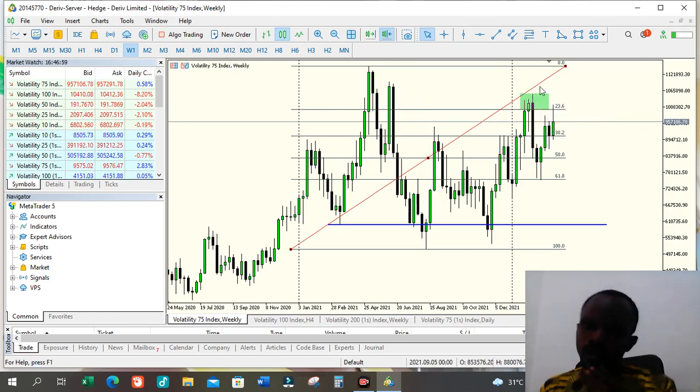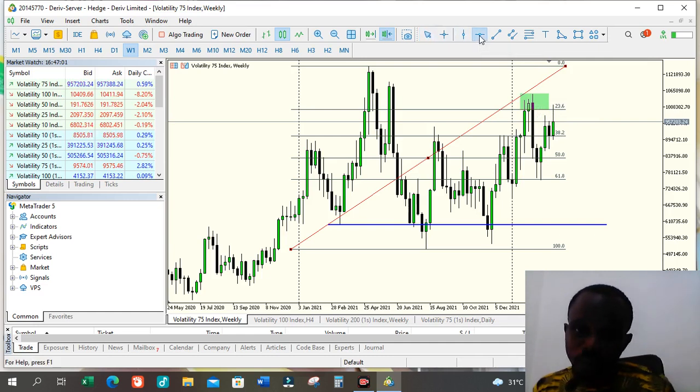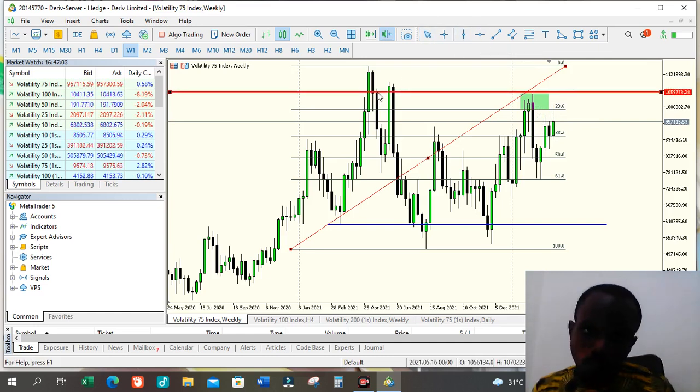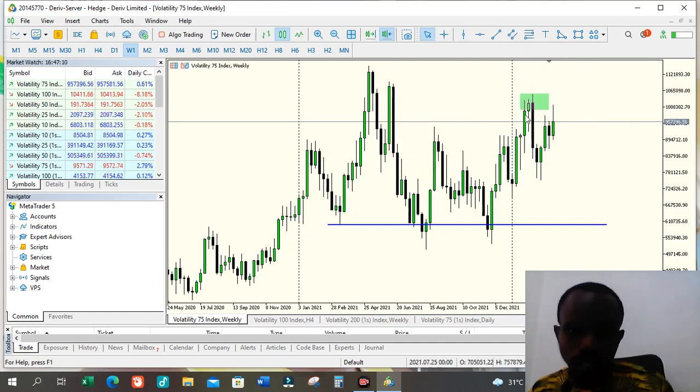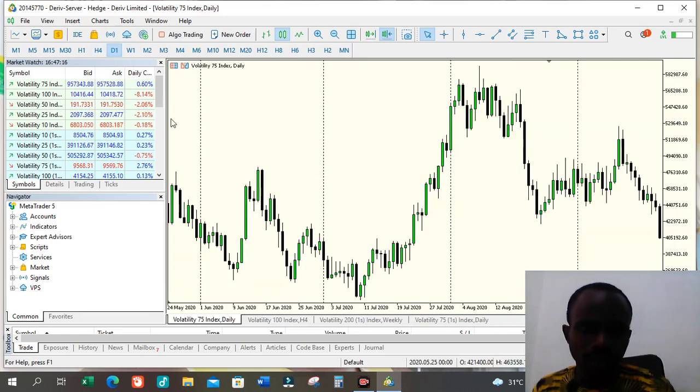Initially we noticed that it was almost in the mean threshold of this particular candle, although it didn't touch it, but this is not what we are interested in. I'm sure we'll find something better. Now let's go again to the daily time frame.